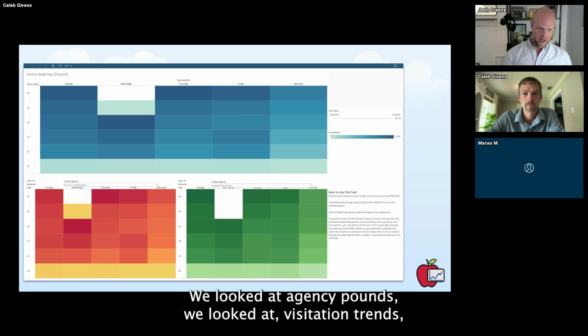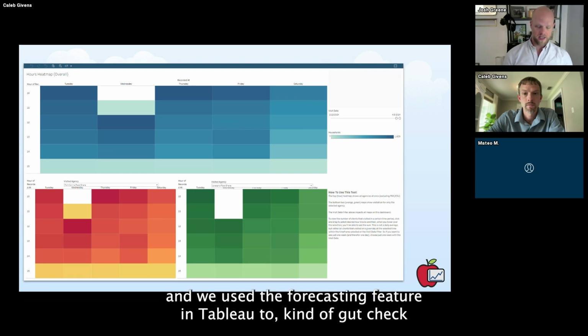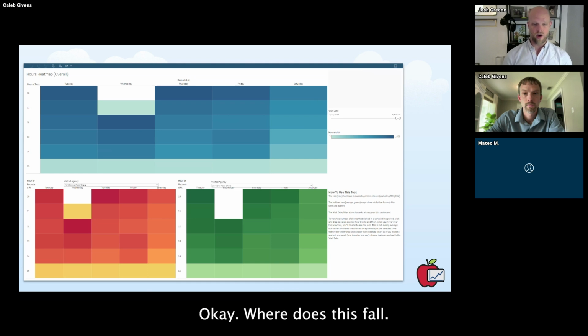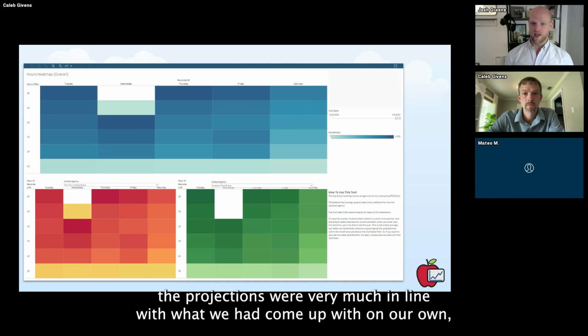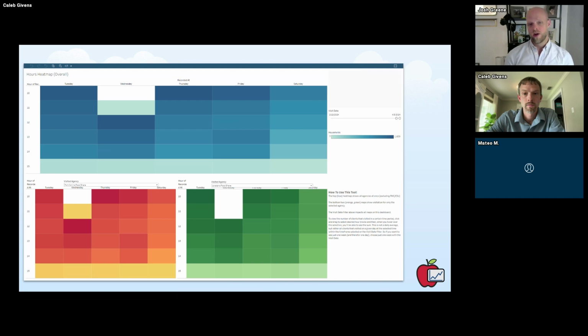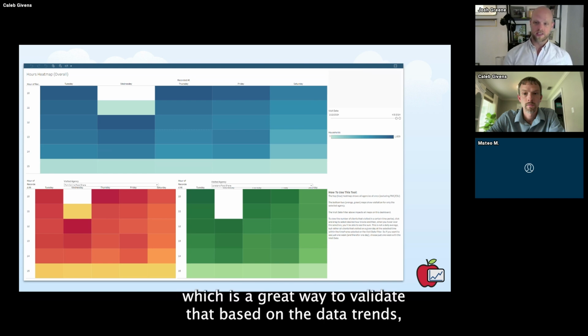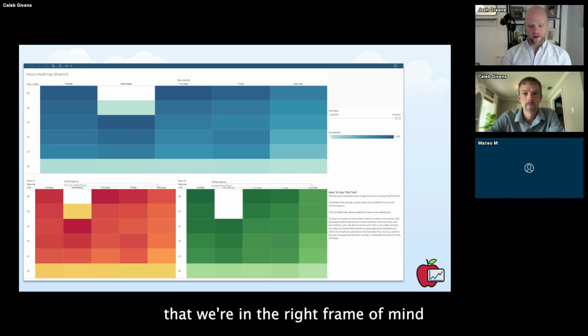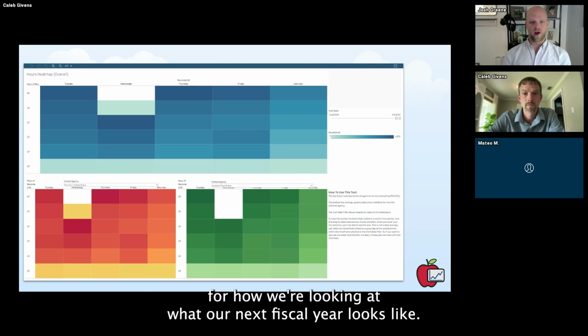We looked at agency pounds, we looked at visitation trends, and we used the forecasting feature in Tableau to gut check, or we used that and then we used our own projections to gut check, okay, where does this fall? And what we found is that the projections were very much in line with what we had come up with on our own, which was a great way to validate that based on the data trends, we're in the right frame of mind for how we're looking at what our next fiscal year looks like.